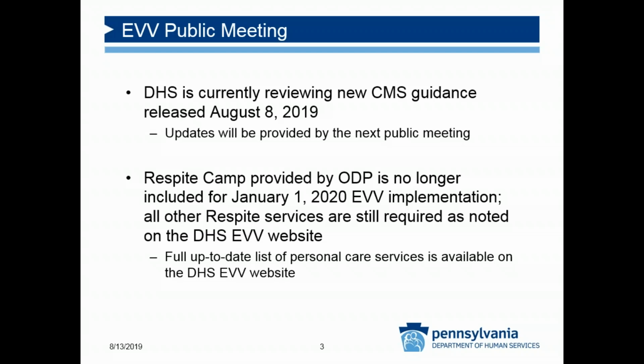Now, one of the decisions that we have been able to make is that respite camp, which is provided by ODP, is no longer included for the January 1st, 2020 EVV implementation. We wanted to make sure that even though we are removing respite camp, all other respite services, which are, again, in unlicensed settings only, are still required, and you'll see the full list of services on the DHS EVV website. It has been updated.